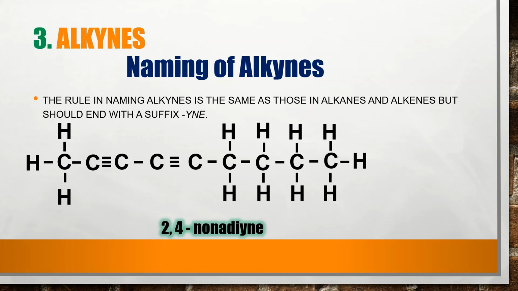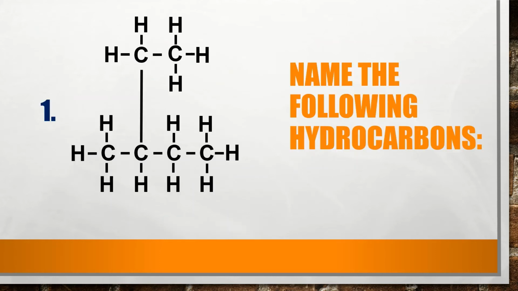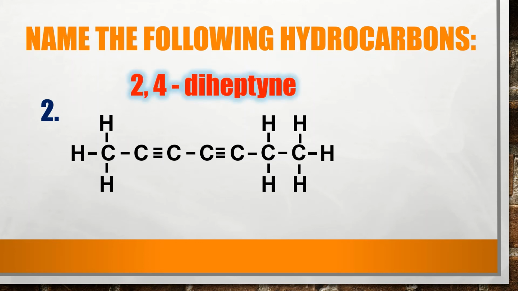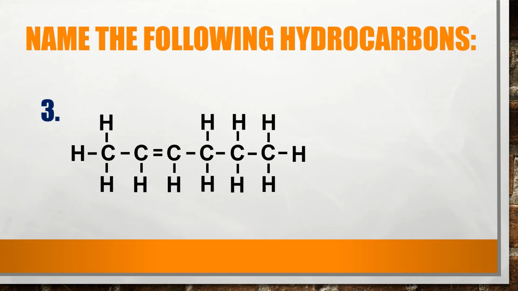So, let's now proceed to our application. Let's name the following hydrocarbons. Number 1. You are correct. It is 2-ethyl butane. Number 2. You are correct. It is 2,4-diheptene. The third one. You are correct. It is 2-hexene.